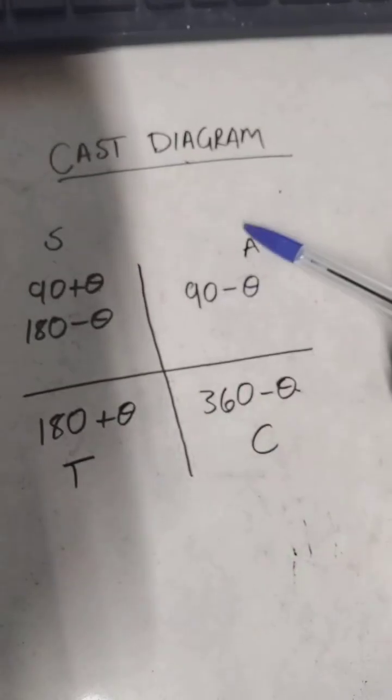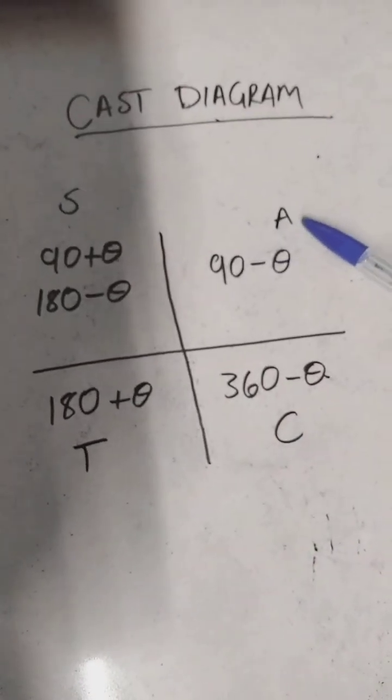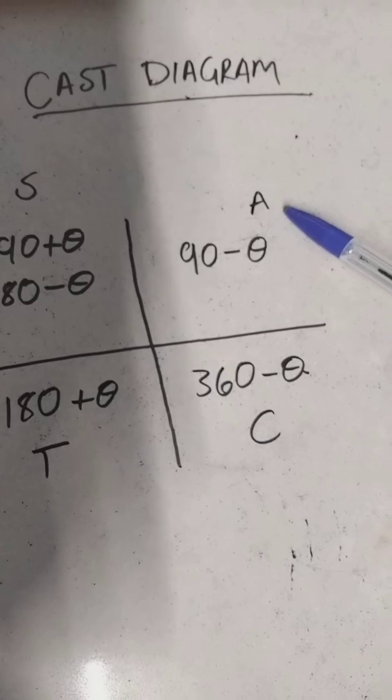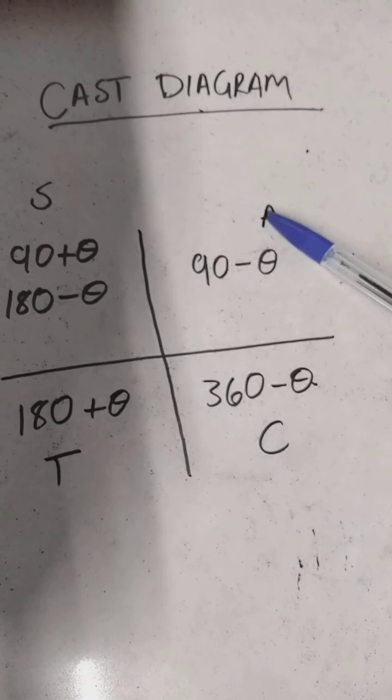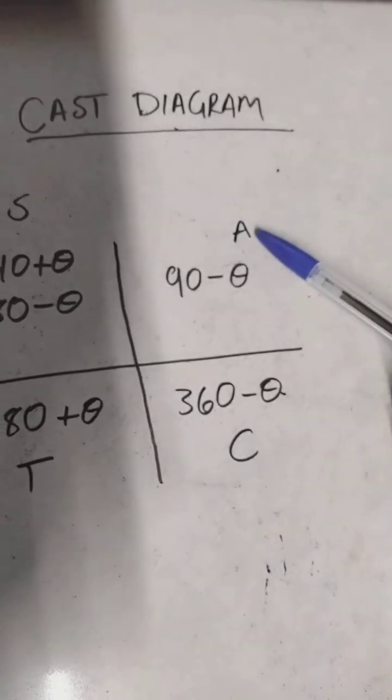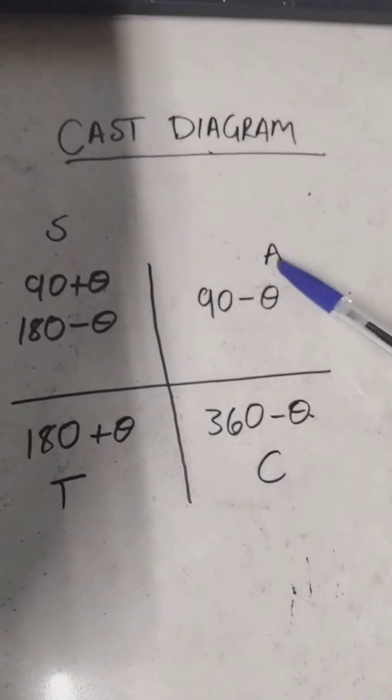So guys, what is this A implying? This implies that all trig ratios are positive, right? All trig ratios are positive.